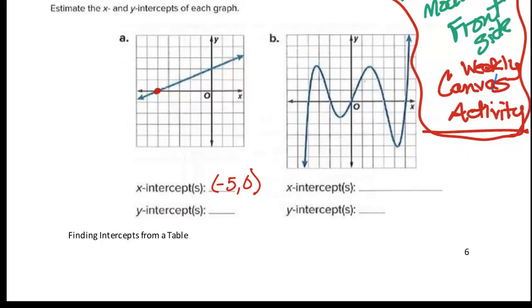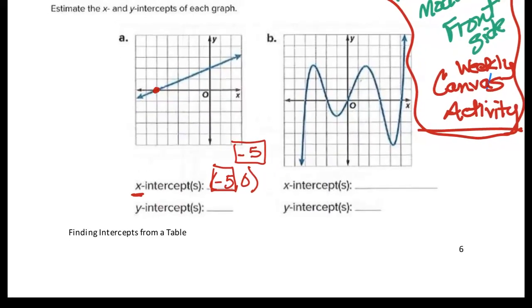Okay. And that's right. It is (-5, 0), but because we also know it is the x-intercept, we could just say -5. Okay? So it's okay to say (-5, 0), but we know all x-intercepts are going to have a y-coordinate of 0. So you could just say -5. Okay? Very good.